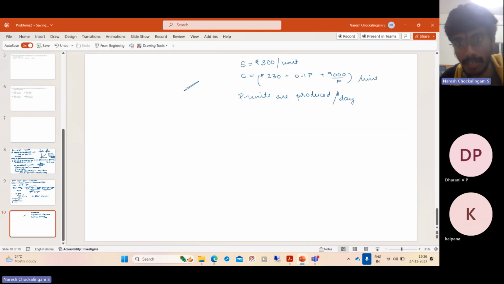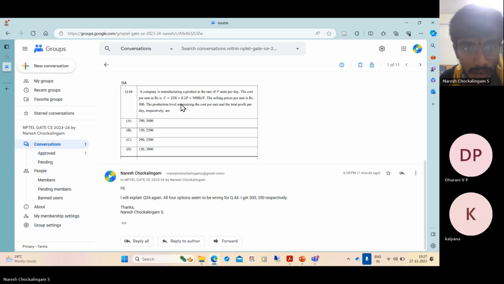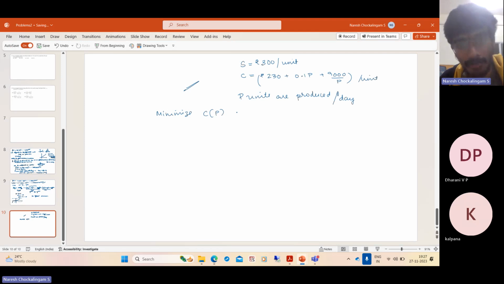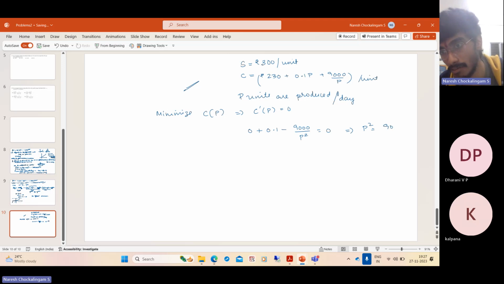So if it has to minimize the cost per unit, then we have to minimize C of P, the cost per unit, which is given as this, which means you just set C dash of P equal to 0. This is just usual calculus. So the first term vanishes. The first term is a constant, so you get 0 plus 0.1, and this is 1 by P, so it is minus 1 by P square. So it's minus 9000 by P square equal to 0, which means P square is equal to 9000 divided by 0.1. So you get P is square root of 90,000, which is 300 units per day.